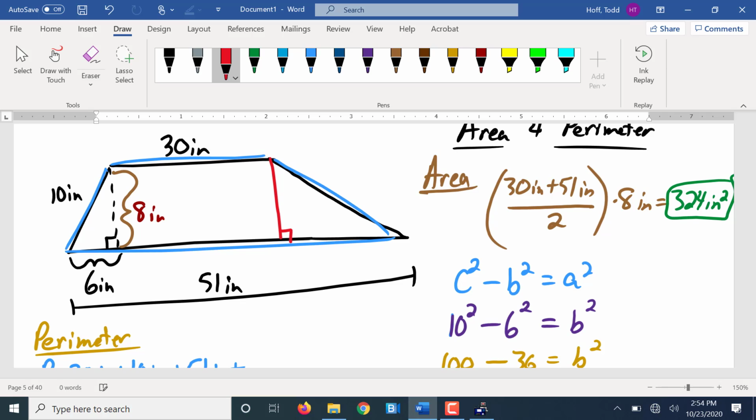If I cut that, what do I know about the length of that red line? It's 8 inches. Do I know this length? Well, I know this has to be how much? 30 inches. Good. So I got 51 minus 6 minus 30 is 15. Good. In your notes, find the length of that side for me.